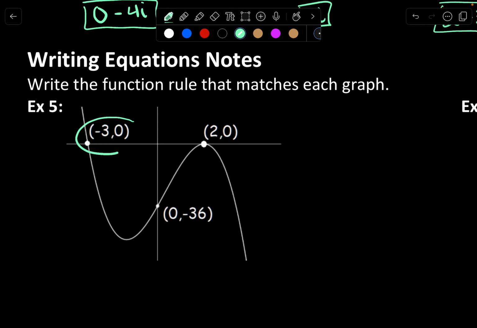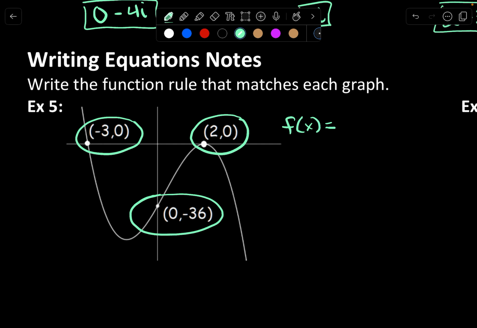We are provided the x-intercepts, and then we are also provided the y-intercept. So we're going to use our understanding of roots and multiplicity. We'll call this one f of x. I have an intercept at x equals -3, so I can write that as x plus 3. And same thing at 2, we have an x-intercept at x equals 2, so I can write that as x minus 2.